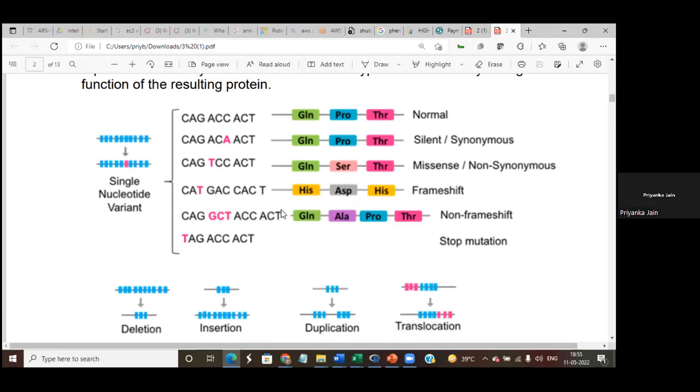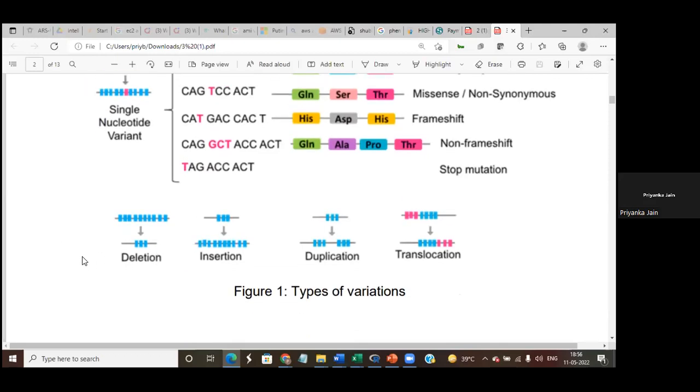non-frame shift mutation, in which a complete three nucleotides got added, due to which a new amino acid got added. The earlier amino acids were glutamic acid, proline and threonine, all three were there, and a new amino acid got added, that is alanine. The frame didn't shift, but the protein obviously will change as a new amino acid was added. And sometimes a mutation leads to a stop codon, like TAG. Earlier it was CAG, and the C got converted into T, due to which there is a termination stop codon now. So this leads to the stop mutation.